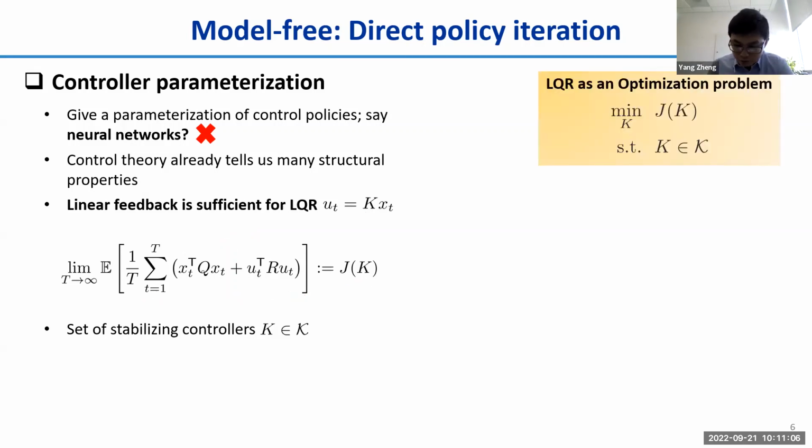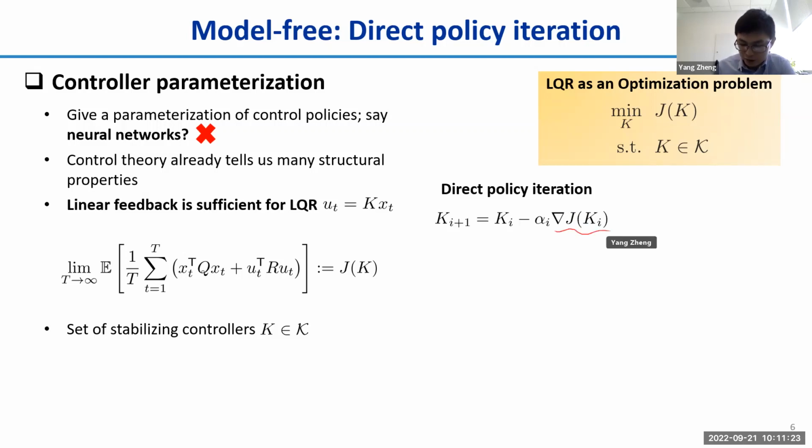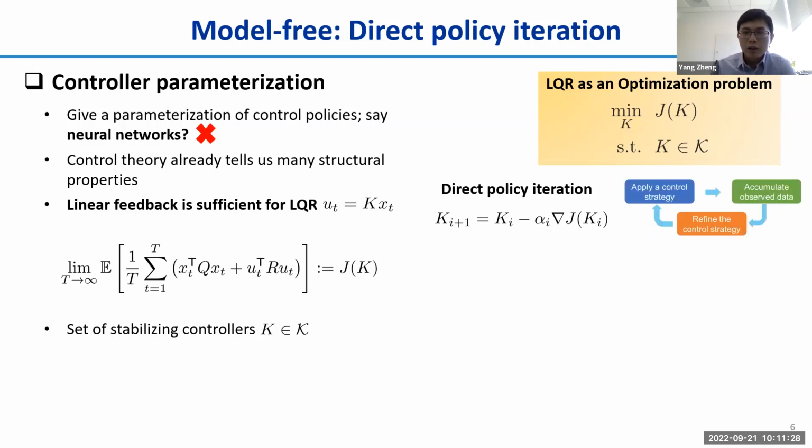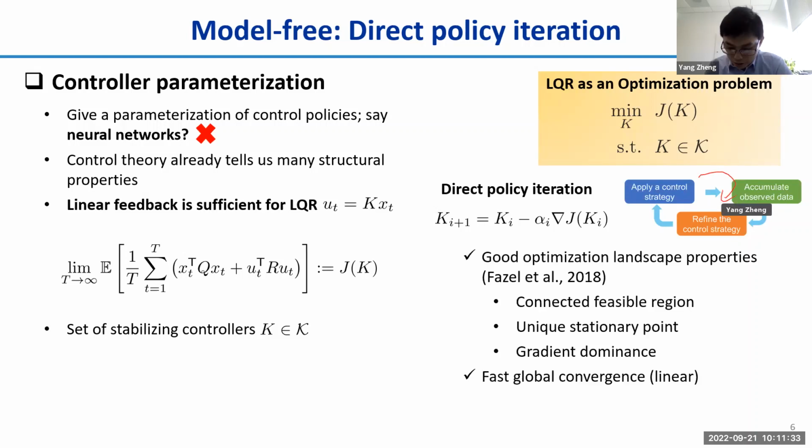And then we can formulate the LQR, or this optimal control problem, as a model-free optimization problem. So this is our cost function, and this is our feasible region, and we want to solve it. And then we can apply direct policy iteration. So we can evaluate the gradient, and then we do gradient descent or its variant. And now we can do this iteration. Now the problem is, does this iteration give us some good properties? Does this iteration converge, or do we have a guarantee for this iteration?